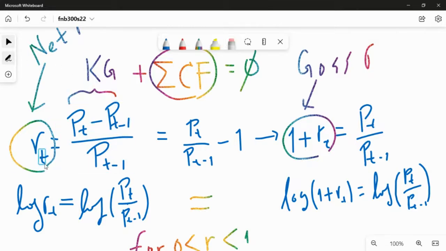And this t can be 1 year. If t is the end of this year, that means t minus 1 is the end of last year, right? If t is this month, t minus 1 is the end of last month. If t is the end of this quarter, t minus 1 is the end of the last quarter. So then this return is annual return or quarterly return or monthly return, depending on what t means. Okay?